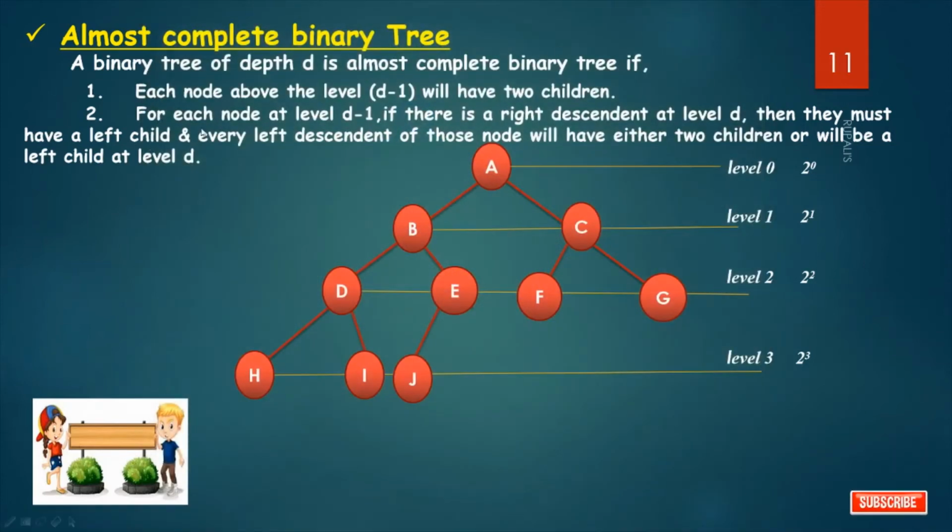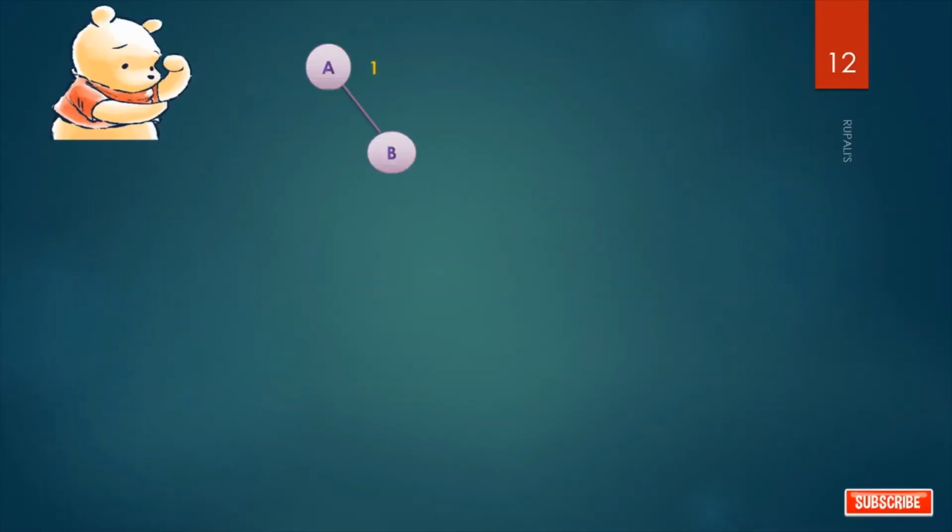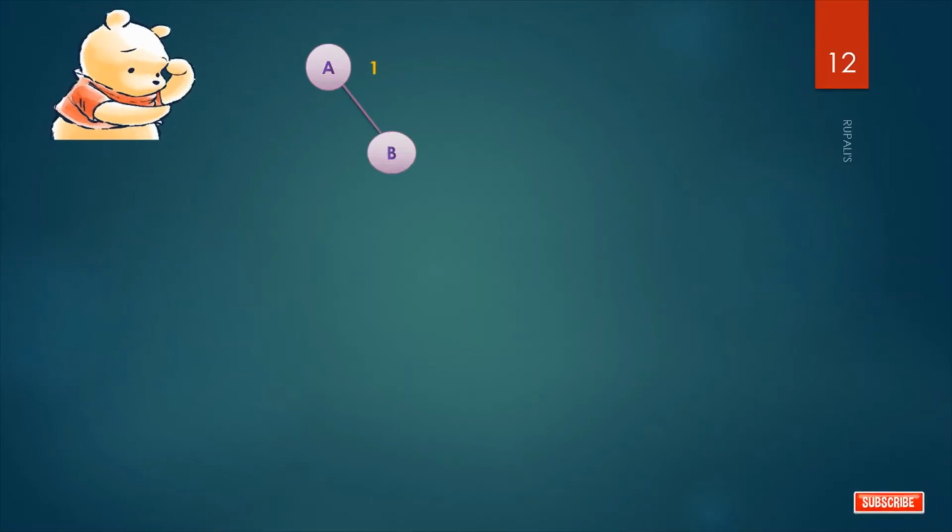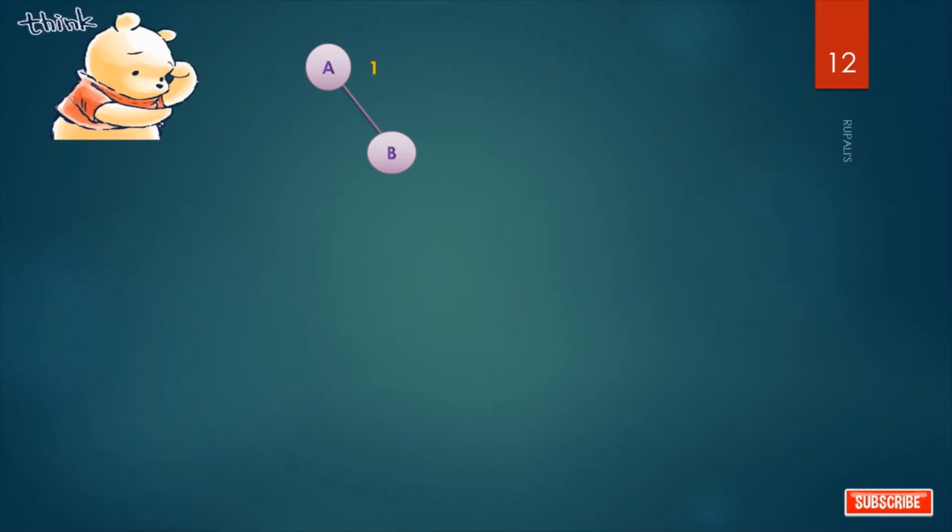So for each node at level d minus 1, if there is a right descendant at level d, then they must have a left child, and every left descendant of those nodes will have either two children or will be a left child at level d. So think with me. This tree. Is this a binary tree? Yes. A strictly binary tree? No. A complete binary tree? No. Almost complete binary tree? No.